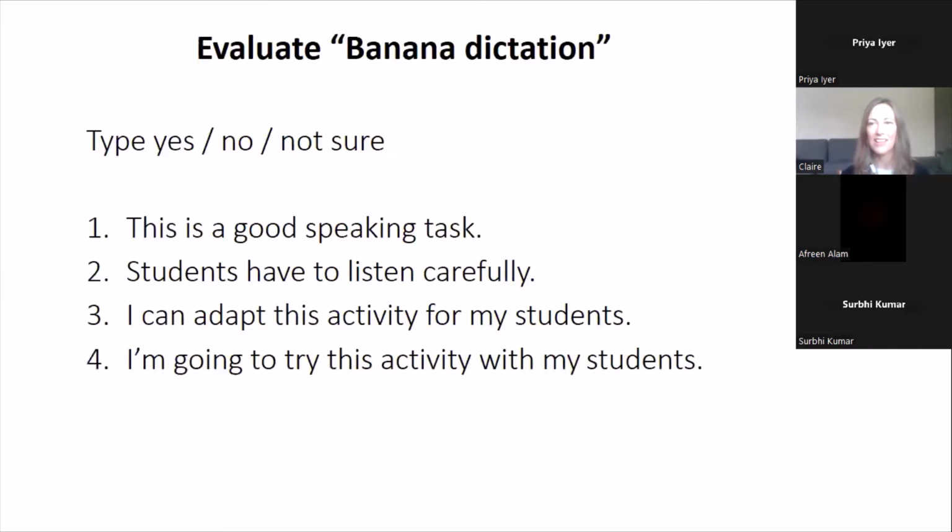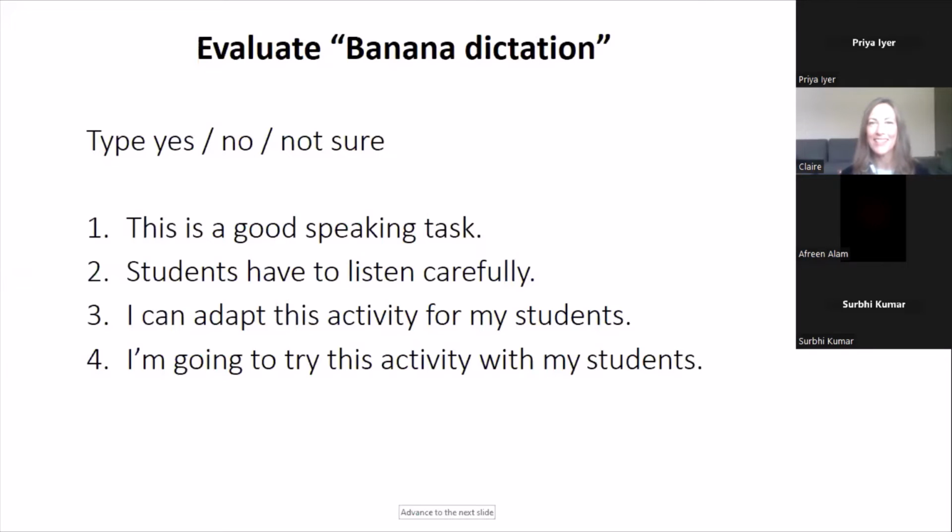And number 4, is anyone going to try it? You don't have to say yes. You can give me a maybe. Oh, we have got some yeses. Wonderful. All right, there you go. So banana dictation is number 1. And if you, as we go, you're thinking, I really like that activity, I just can't quite remember the steps. Don't worry, because at the end, I'm going to share a document with all the steps of the activities that we've done, and also some others as well.